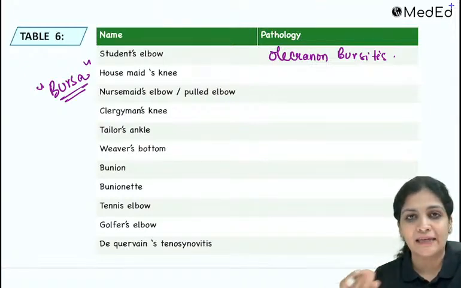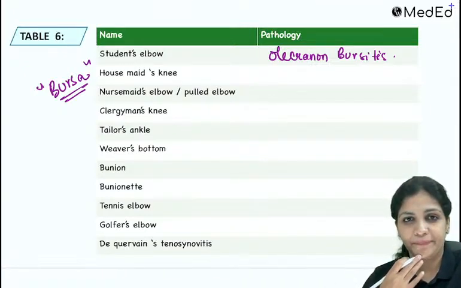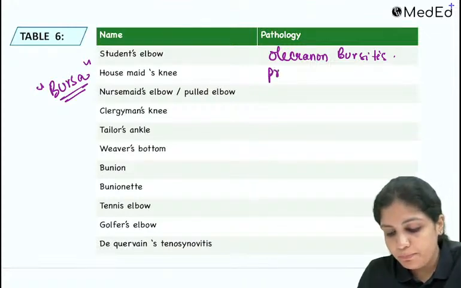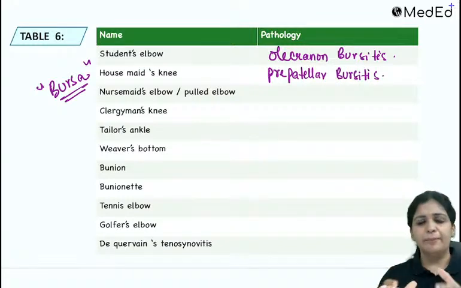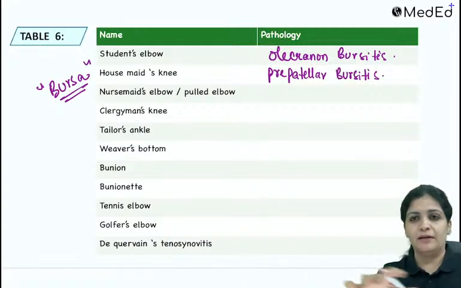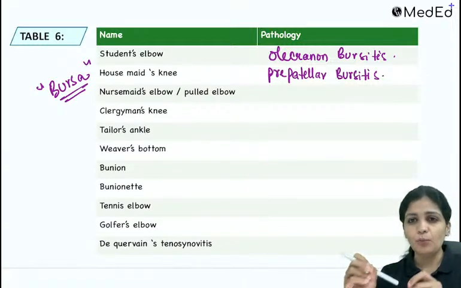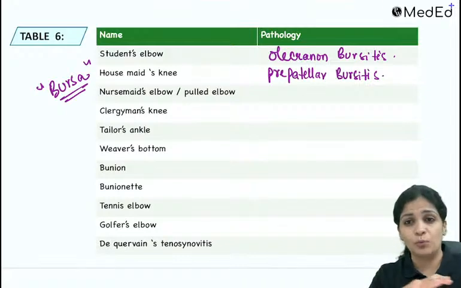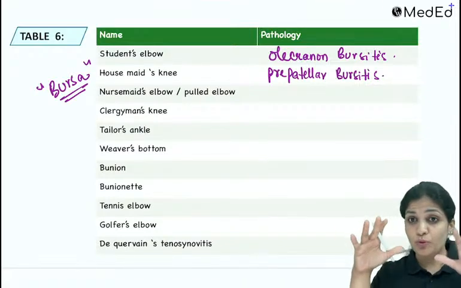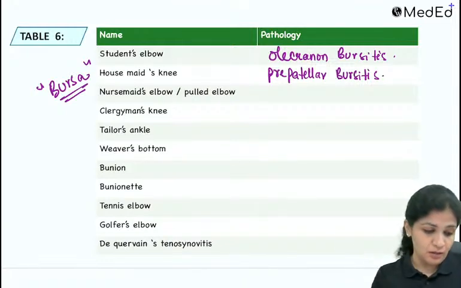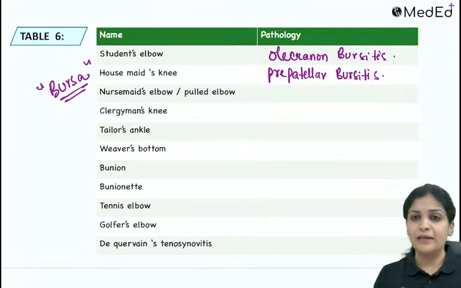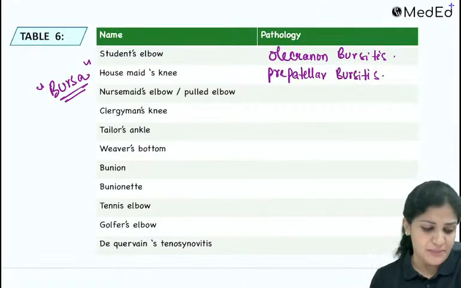What is housemaid's knee? Prepatellar bursitis. It is prepatellar bursitis, housemaid's knee. Usually the maids, they will clean, or they will mop the floor with the wet cloth. In olden days, they used to kneel down on the floor, and then they used to do this work. On kneeling down, there is the patella, the prepatellar area. It will result in a prepatellar bursitis.